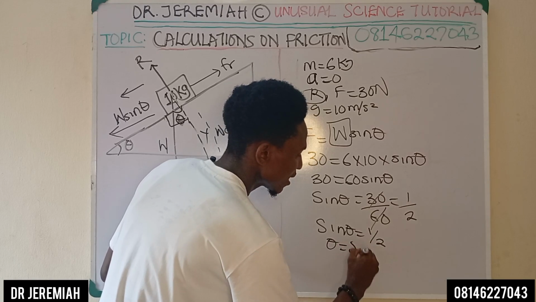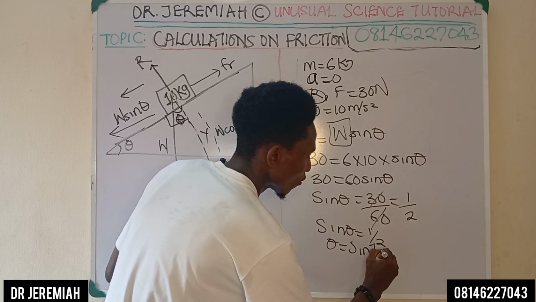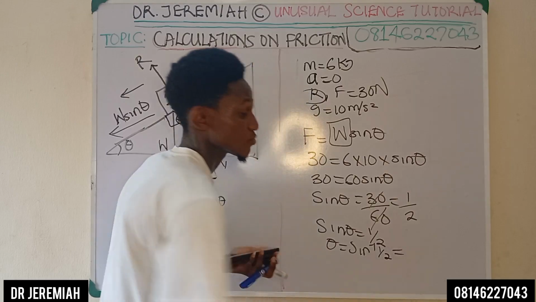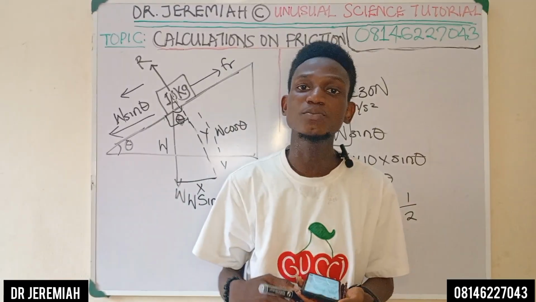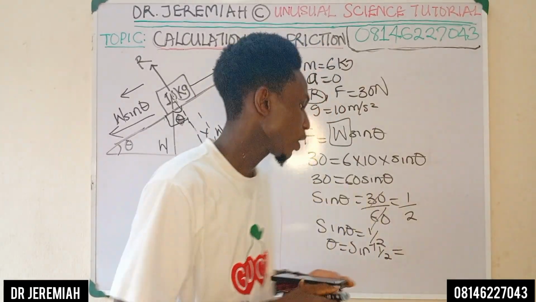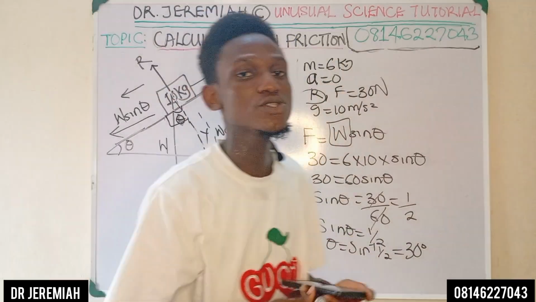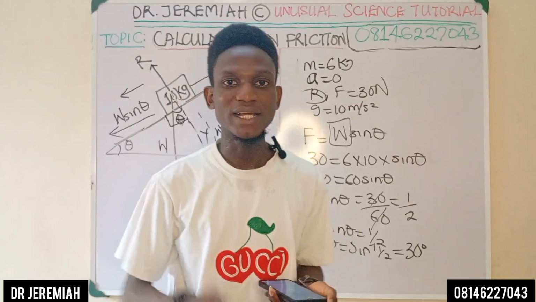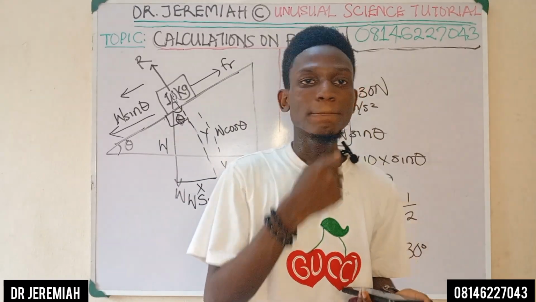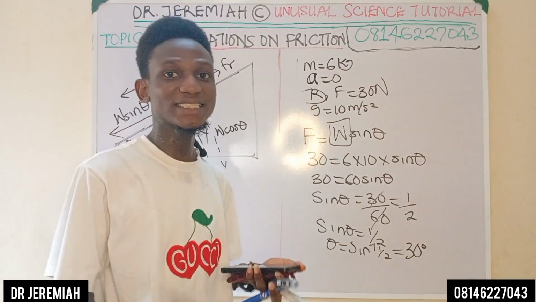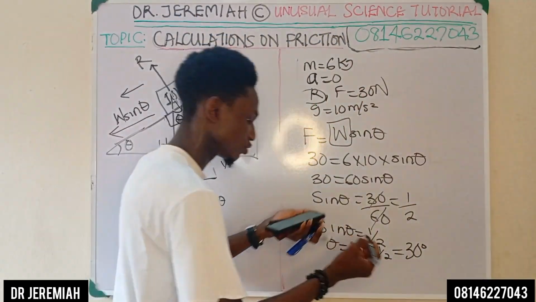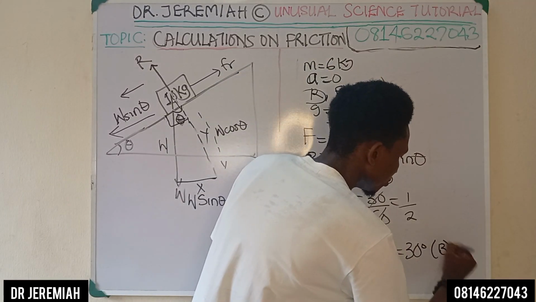Theta equals the sine inverse of 1 over 2. Sine inverse of 1 over 2, as a mathematics student, should be in your head. So we're going to have 30 degrees because sine 30 gives you 0.50, that is half. So you see how simple it was. I didn't waste time on this question because we have wasted a lot of time in this video. So our correct answer is option B.